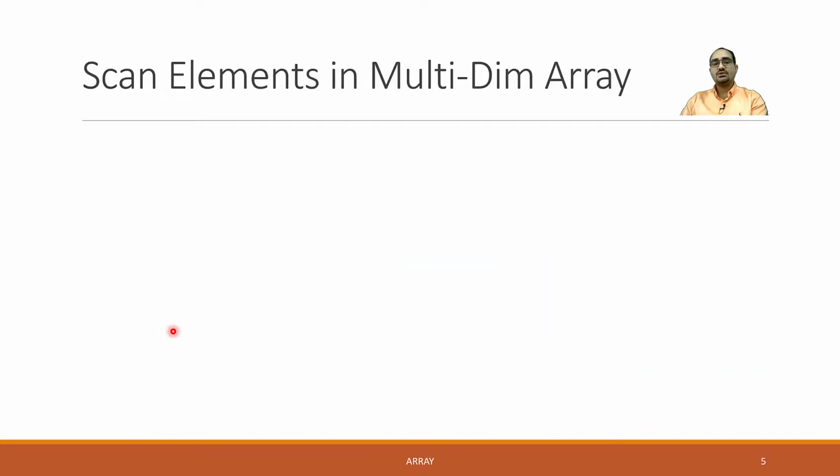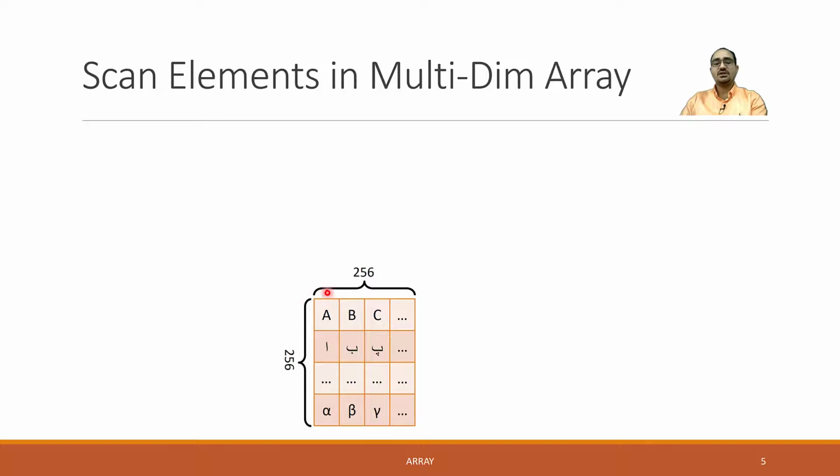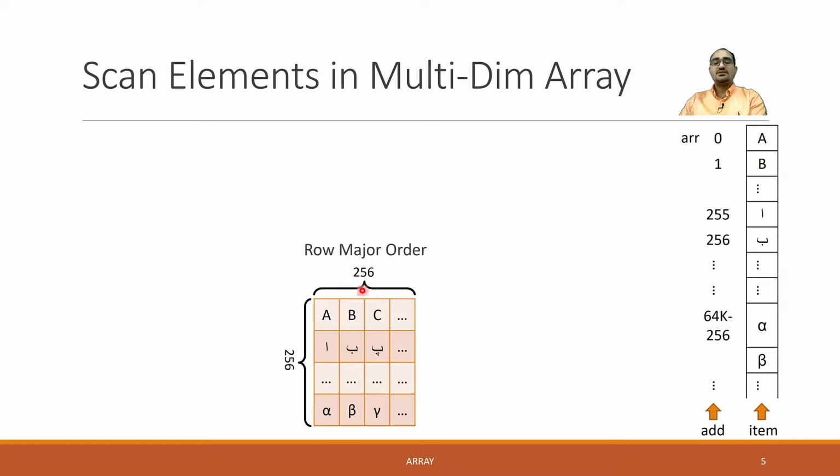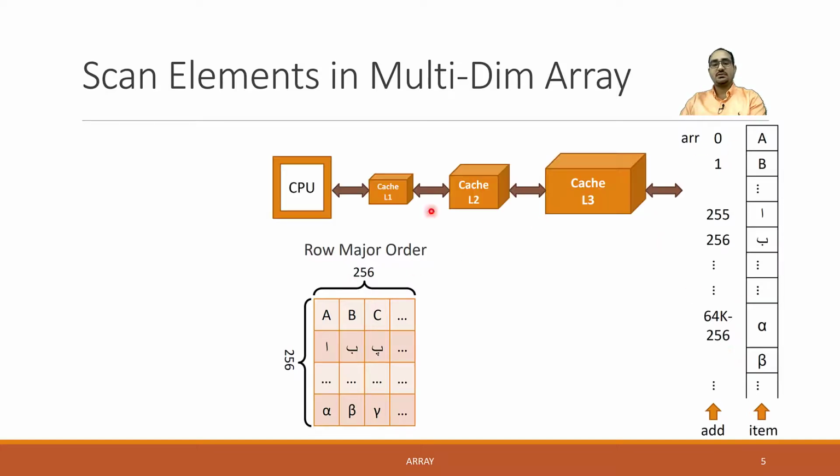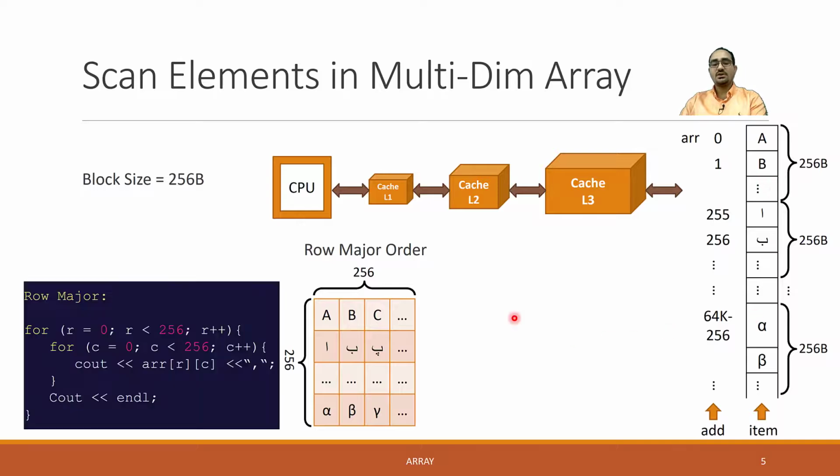Now using these two concepts, let's assume that we are given this two-dimensional array, 256 rows and 256 columns. We store the elements in row major order in memory, and remember the memory hierarchy, which is like this: memory is connected to L3, L2, L1, and the CPU. In this imaginary example, let's assume that the size of the block is 256 bytes. It means that each row is stored in one block of information.